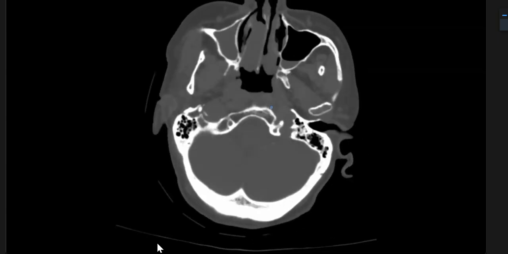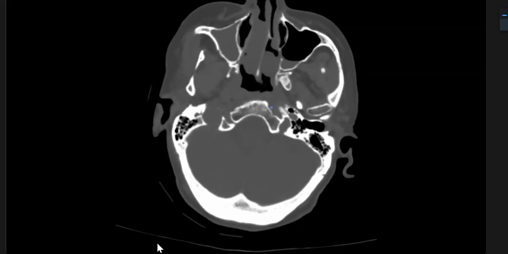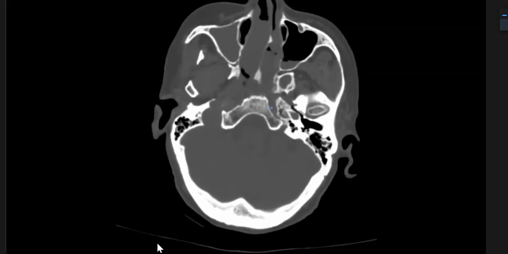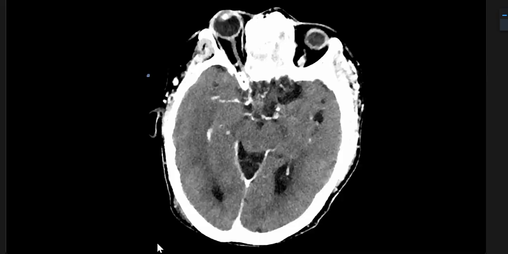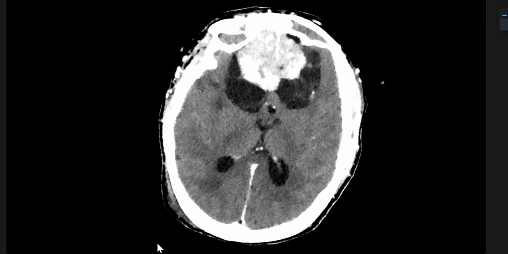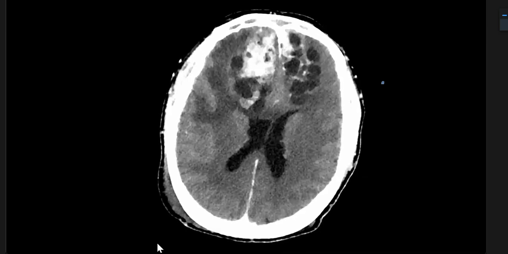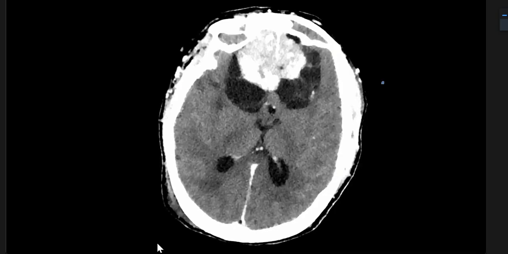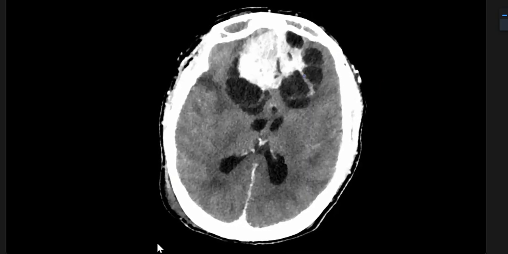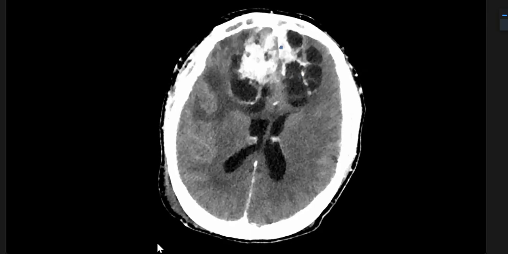So this is my interpretation. This looks like an aggressive intracranial lesion, noted mainly in the frontal region, crossing the midline. I would like to check this in post contrast if available. Okay, there is avid enhancement of this lesion, and there are also areas of non-enhancement.